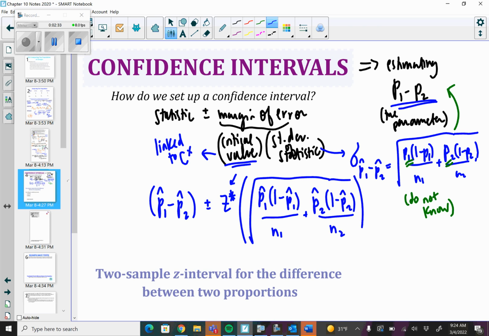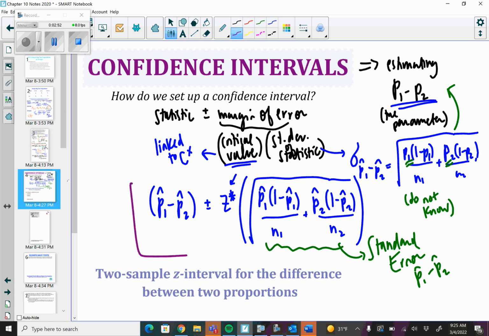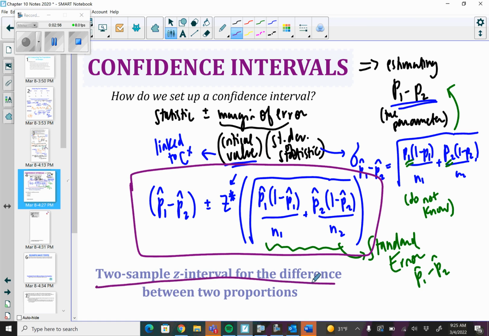And again, that is technically not the standard deviation anymore. This is known as the standard error of the difference between two proportions. And this, my friends, is our confidence interval. Specifically, this is known as the 2 sample Z interval for the difference between two proportions.